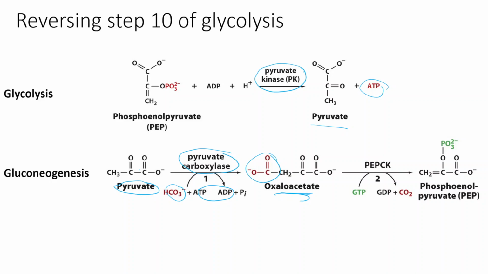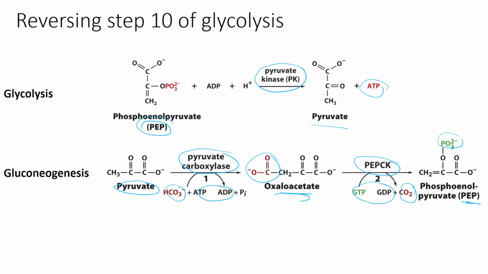But if we're going on to continue with gluconeogenesis, oxaloacetate finally gets converted back into PEP, which, as you recall, was our starting point for step 10, using the enzyme PEPCK. PEPCK is going to use GTP hydrolysis, removing that CO2 that got added on and putting a phosphate group on to regenerate PEP.